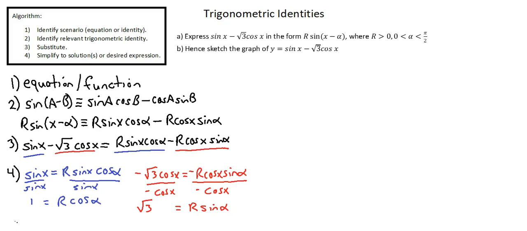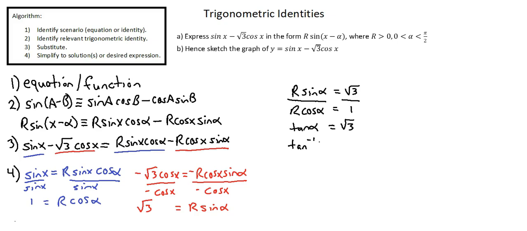We have two equations and two variables, so we'll proceed with the simultaneous equations process. We're going to divide r sine alpha equals root 3 by r cosine alpha equals 1. The r's will cancel. Sine alpha divided by cosine alpha is tangent alpha. And root 3 divided by 1 is root 3. And now to solve for alpha. Tangent inverse of root 3 equals alpha.